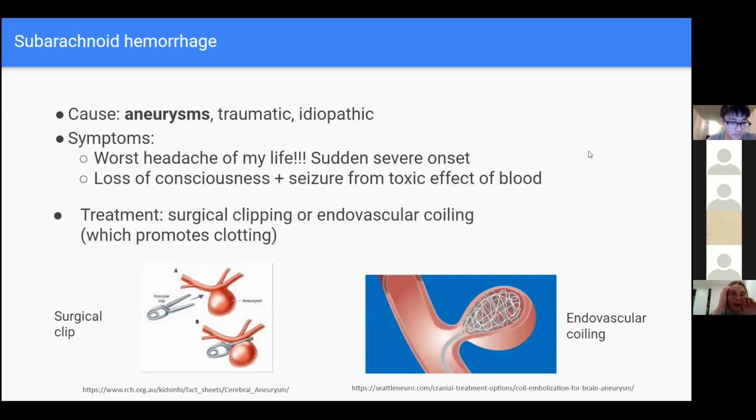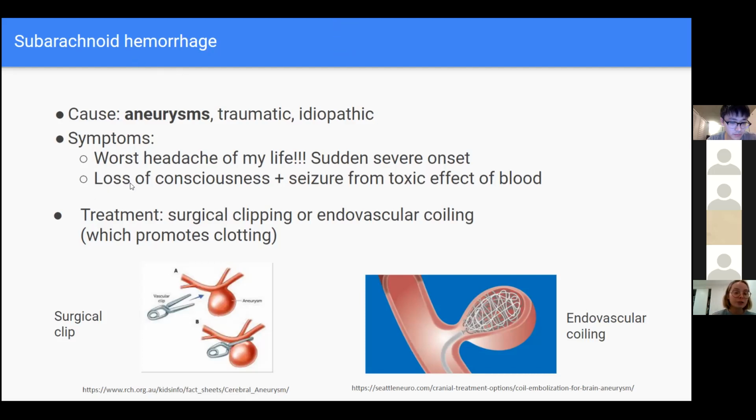Then we have the subarachnoid hemorrhage. The cause can be traumatic, idiopathic, but most of all, it can be from an aneurysm, okay? We won't have time to go into details about the aneurysm, but I know in my year, Dr. Morse went into it, so I encourage you to look at it for all the implications. Basically, the symptoms of subarachnoid hemorrhage are of two types. First, the worst headache of my life. If the patient says it was the worst headache of my life, with sudden, severe onset, then you have to think about a subarachnoid hemorrhage.